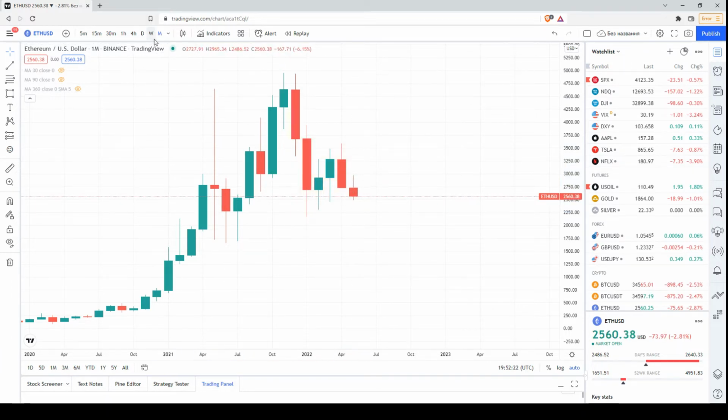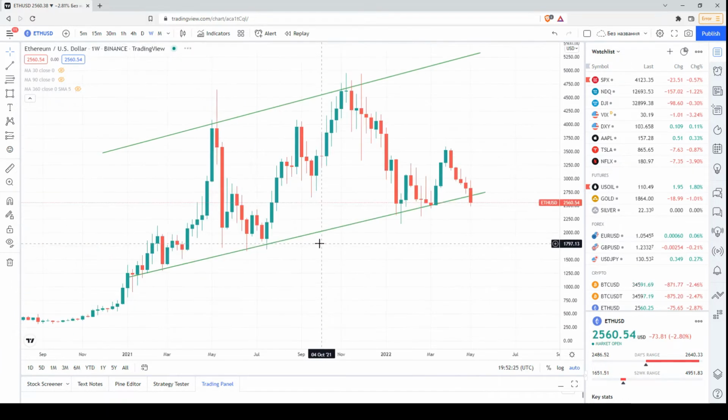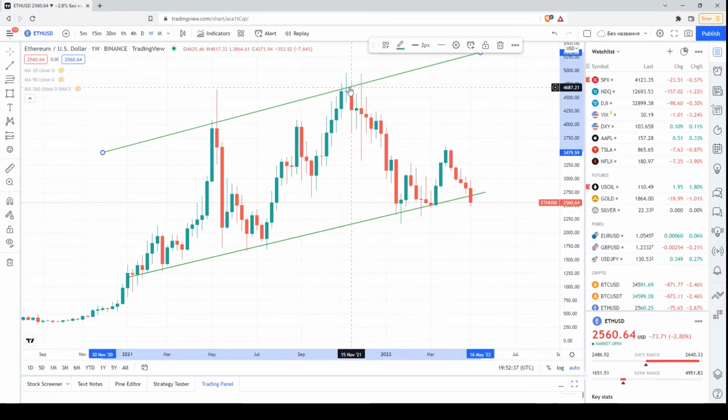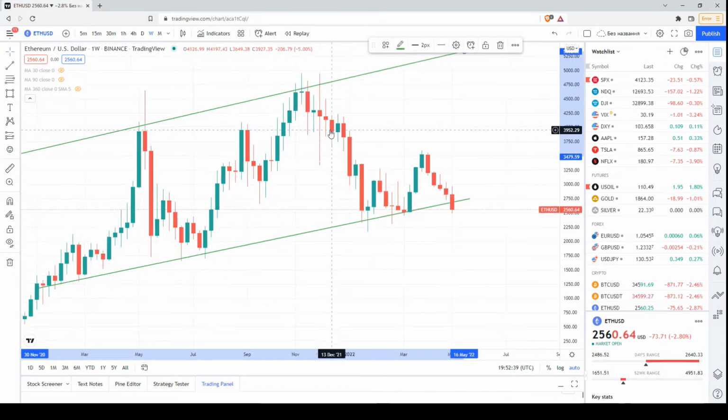Now let's have a look at the weekly chart. Okay, this is the weekly chart. This is the solid price increase that took place in the first half of 2021, followed by some kind of correction. Then the price rebounded. It posted another local high, or actually all-time high.